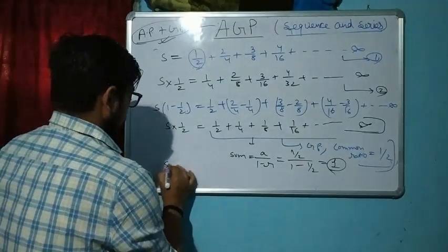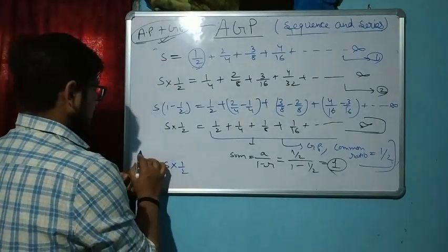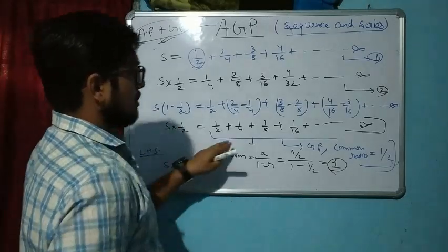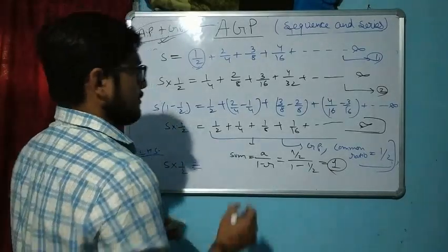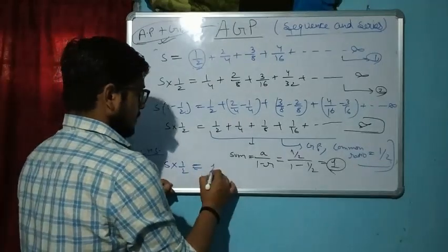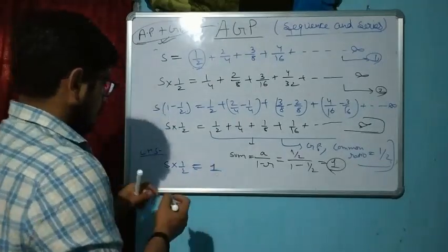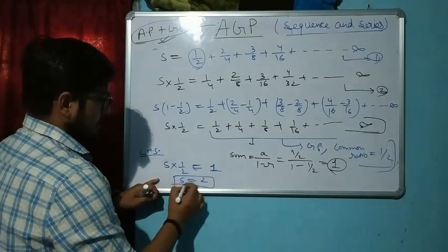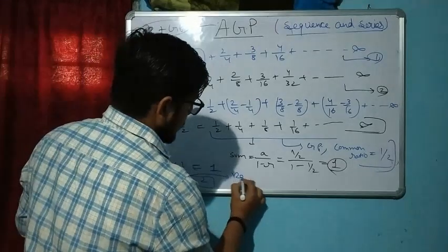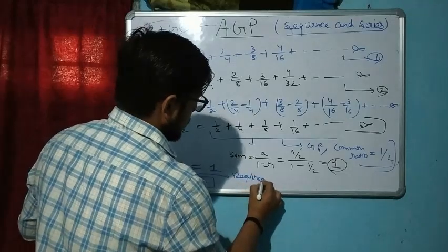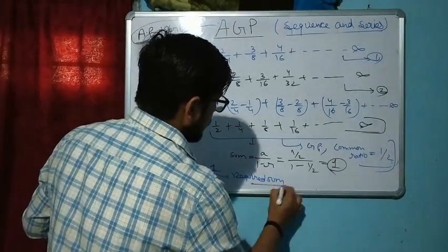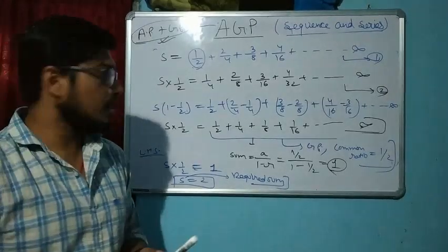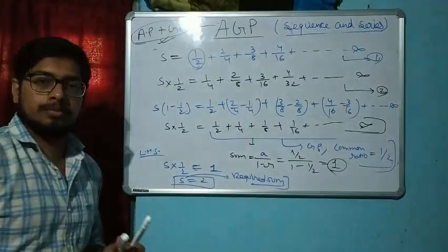Now on the LHS, s into 1 by 2 equals the summation that you have obtained of this geometric progression, which is 1. So you will get s equals 2. So the required sum is 2. In this way you can find the summation of the given AGP. So this was all about the concept of AGP.